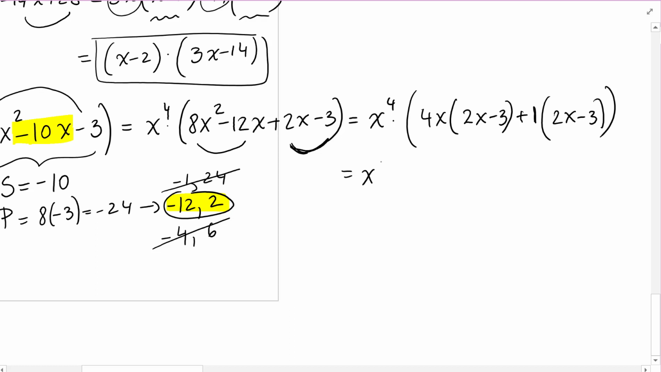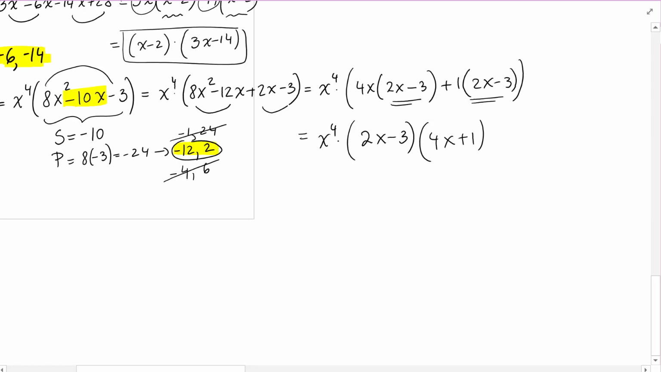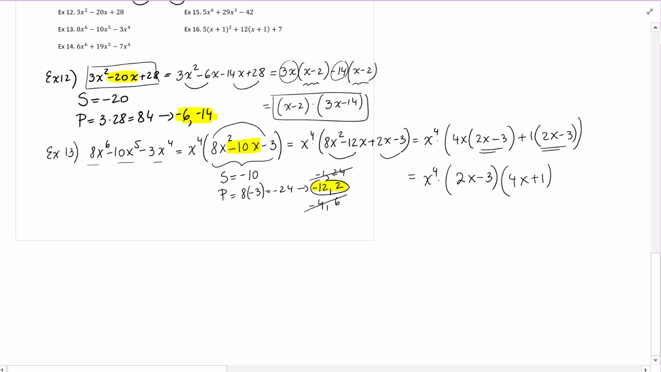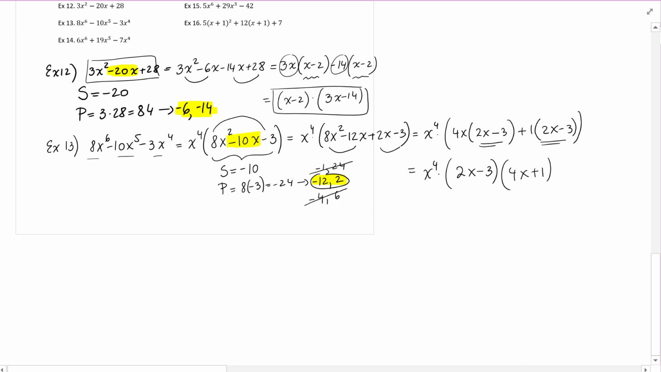So we notice, I copy x to the 4th because I don't have anything to do with it. So 2x minus 3 is common, so I'm going to write it, 2x minus 3, and we have left 4x plus 1. And so we have factored it. We have factored problem 13. Now, problem 14, you have to solve it and send it to me. And let's take a look at example 16.